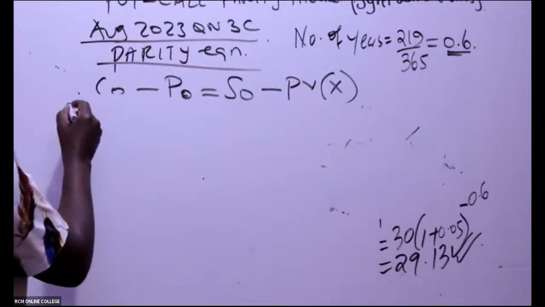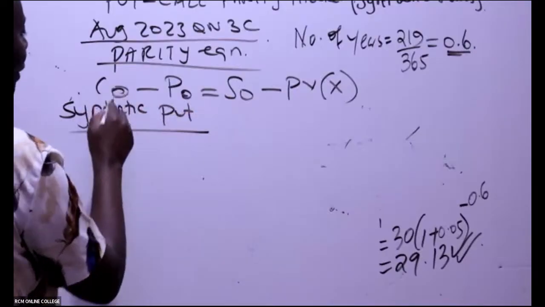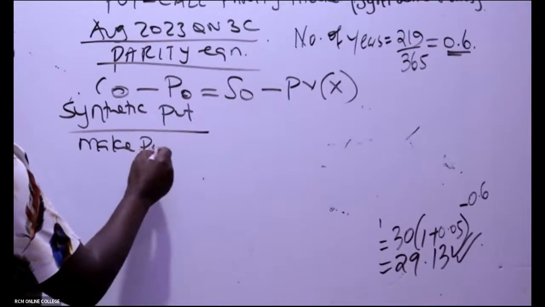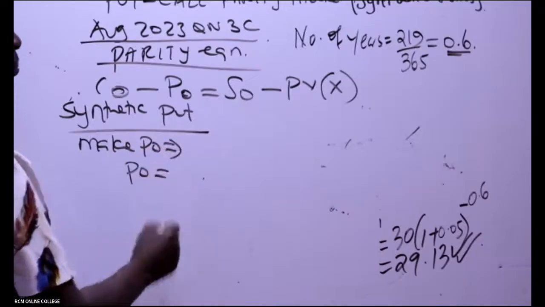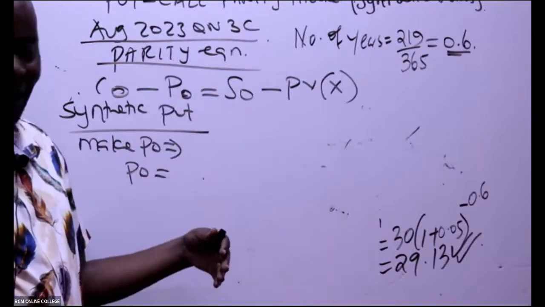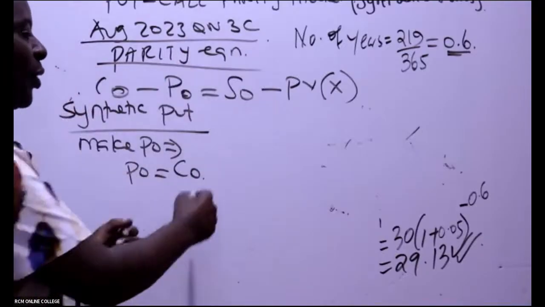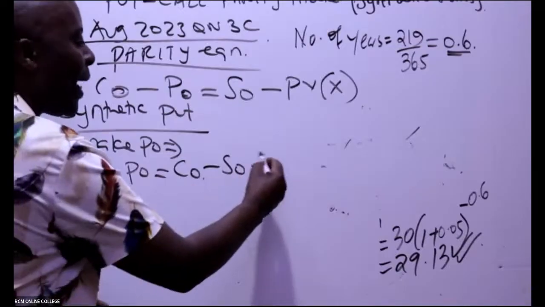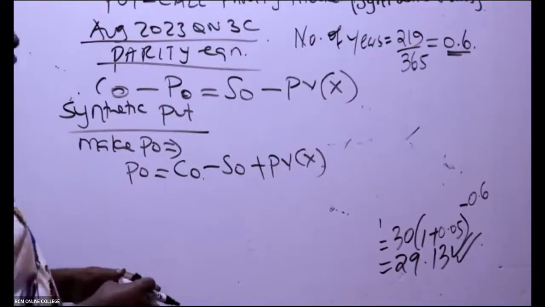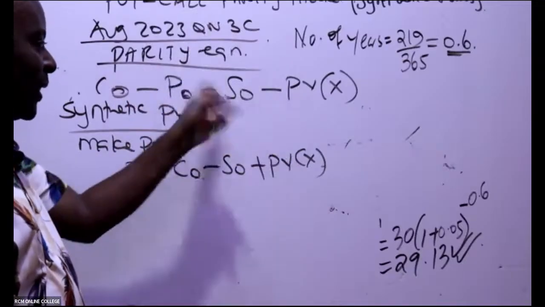All right. So in this case here, synthetic put. Make PO the subject from this. You must cram this, write it many times. So then what I will do, ladies and gentlemen, I will take this PO to the other side. When it crosses over, it becomes positive. And then I leave this one here, so CO. But now all the others here must cross over, right? So minus SO plus PV of X like that. Alternatively, I can take this to the other side, but now remember this will be negative, so you must change the signs.